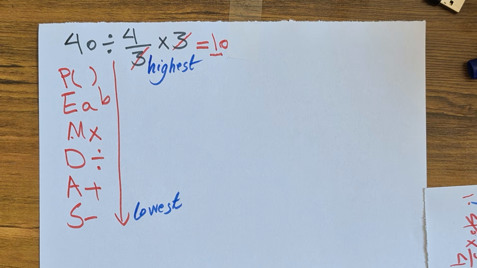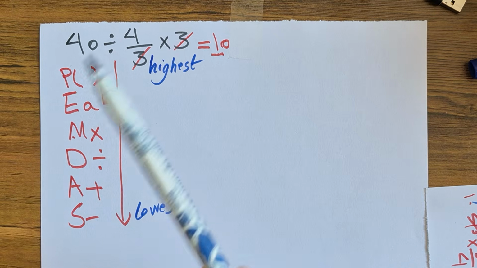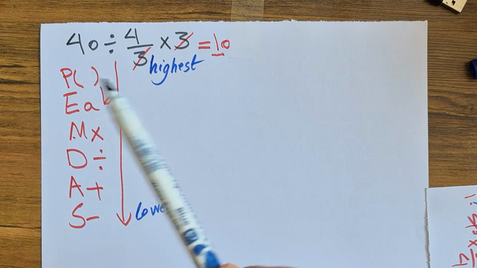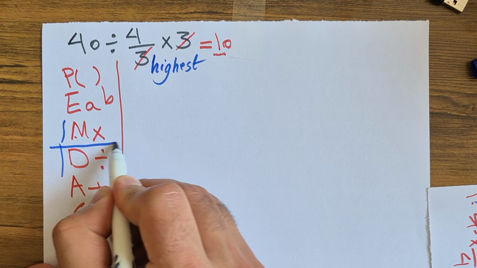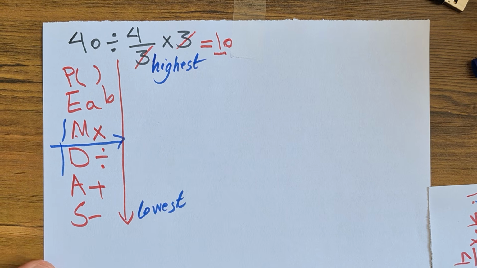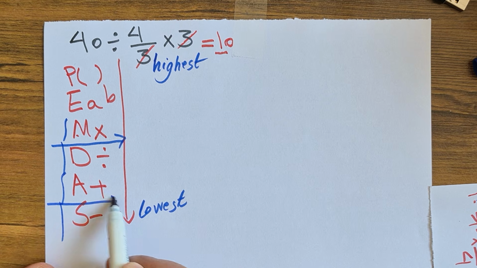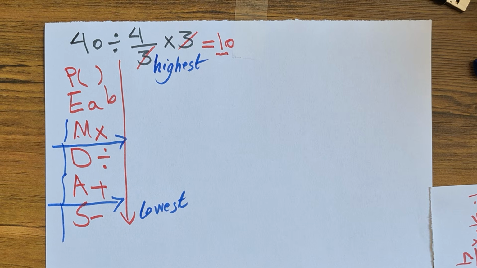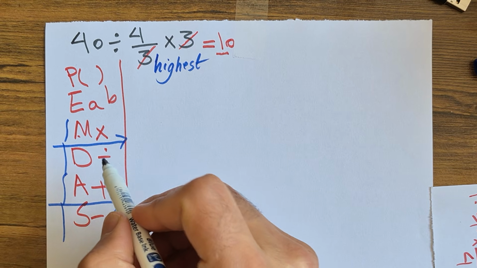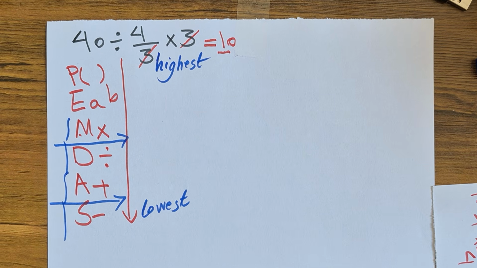So PEMDAS means you must go for parentheses at first, if there are any parentheses. Then you must go for exponents. Then multiplication and division from left to right. They have the same priority. And addition and subtraction from left to right, they have the same priority. So now with this in mind, let's revisit our original problem.